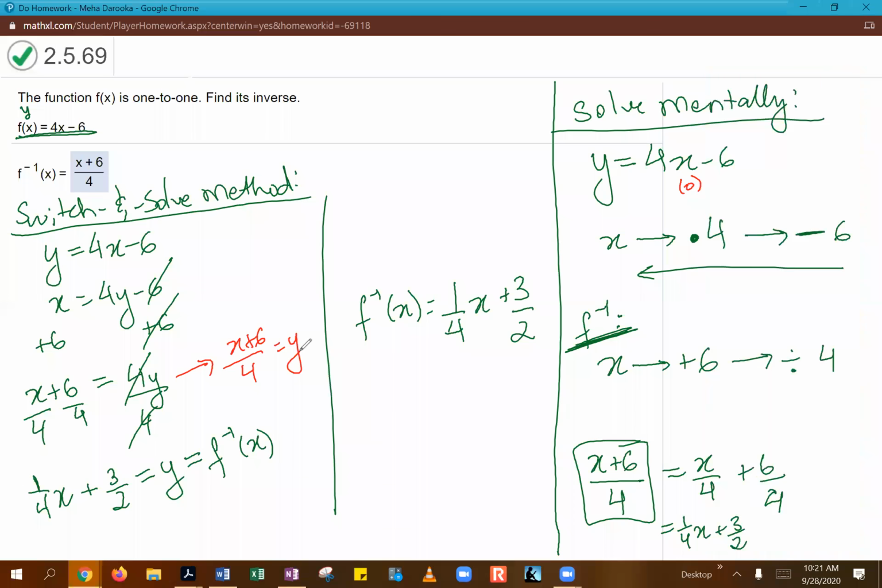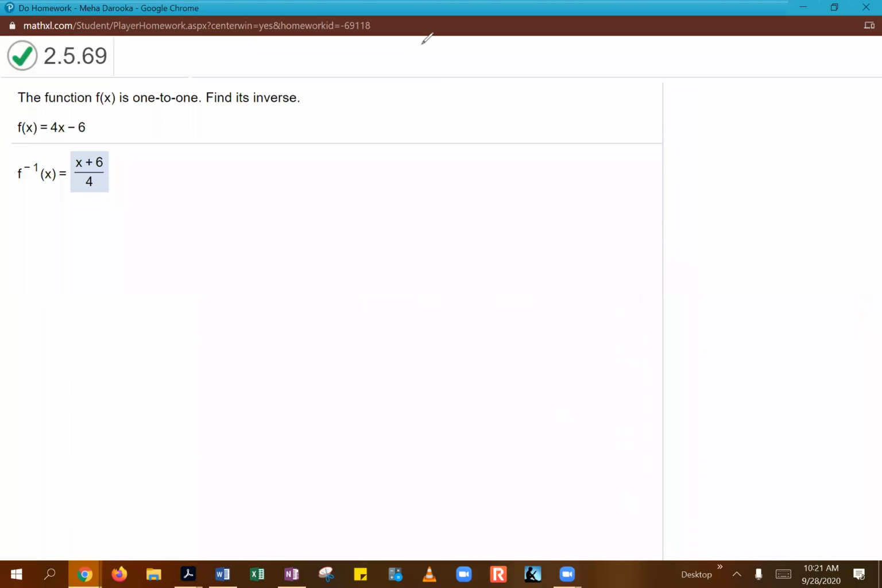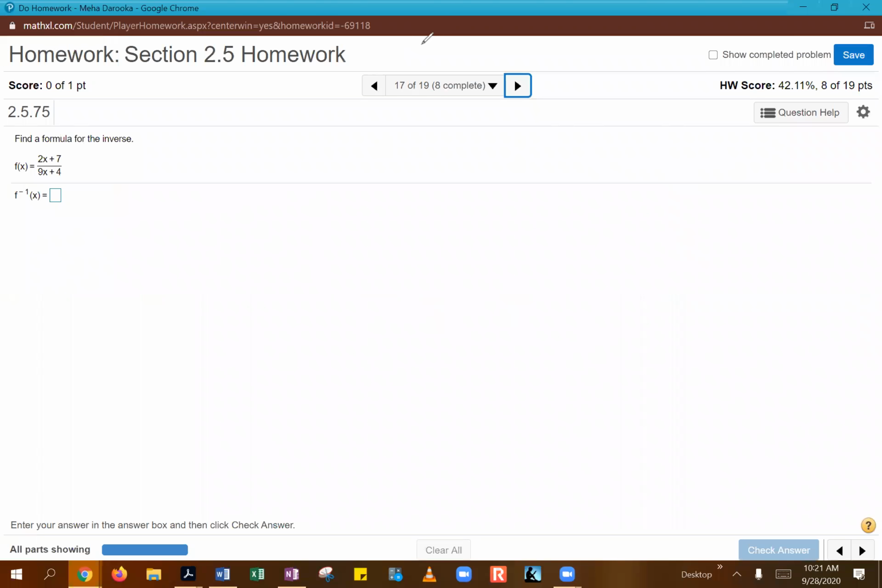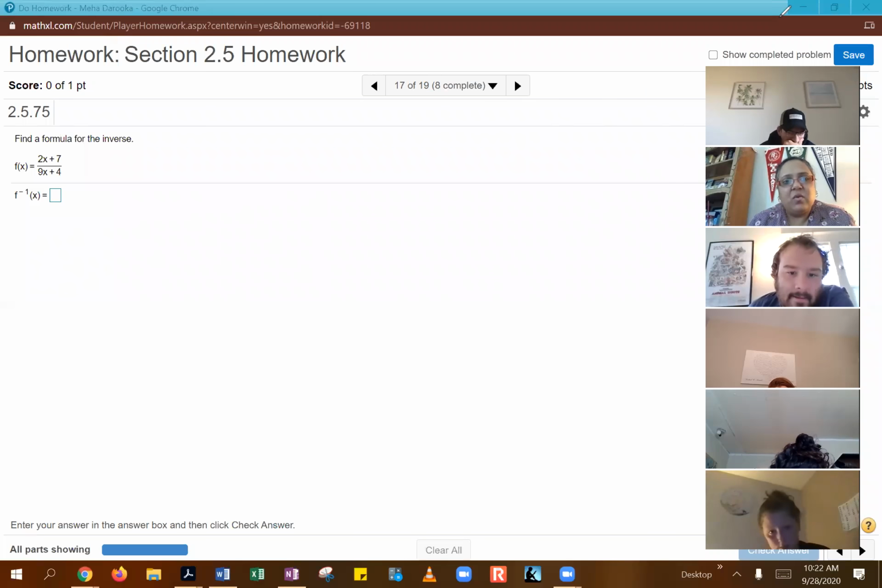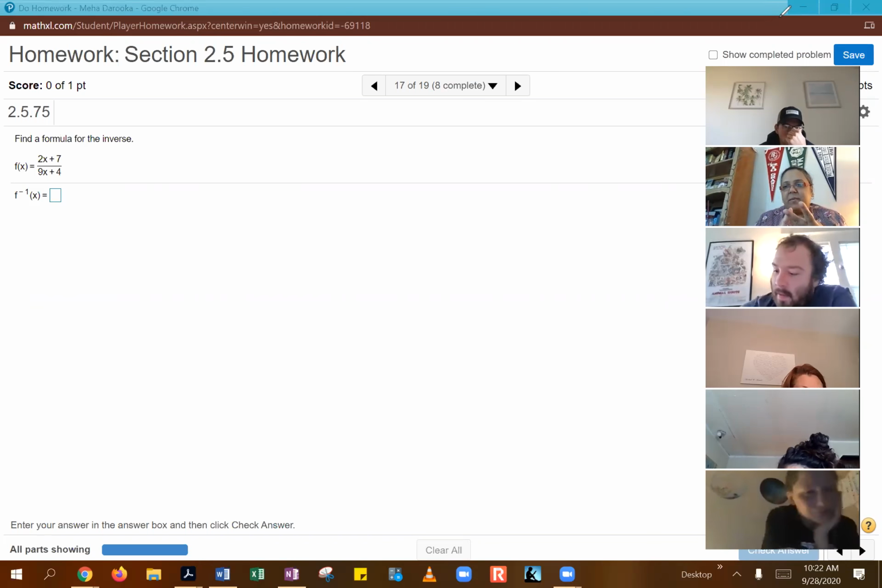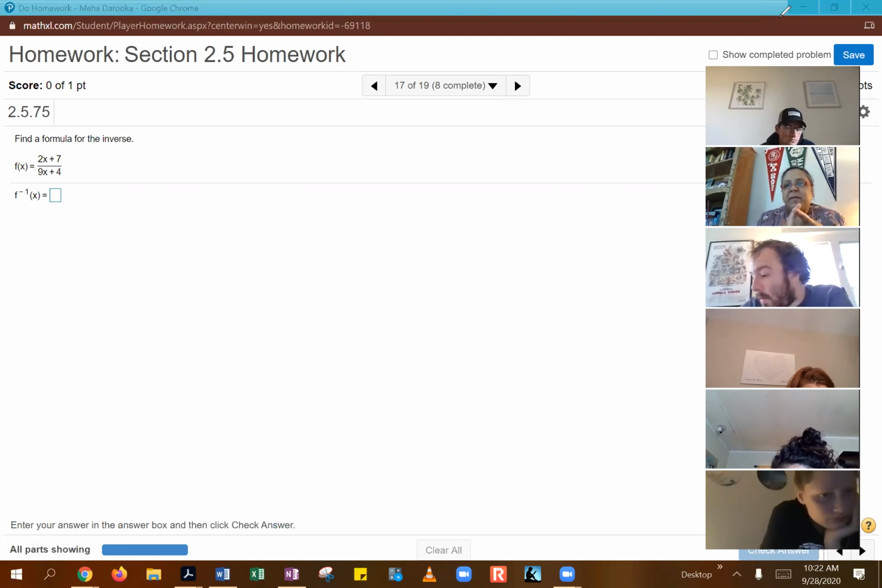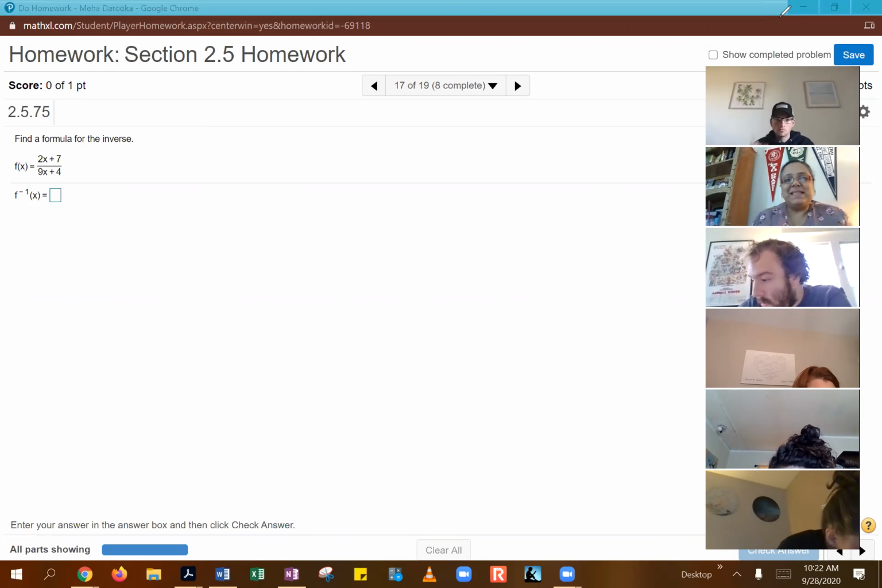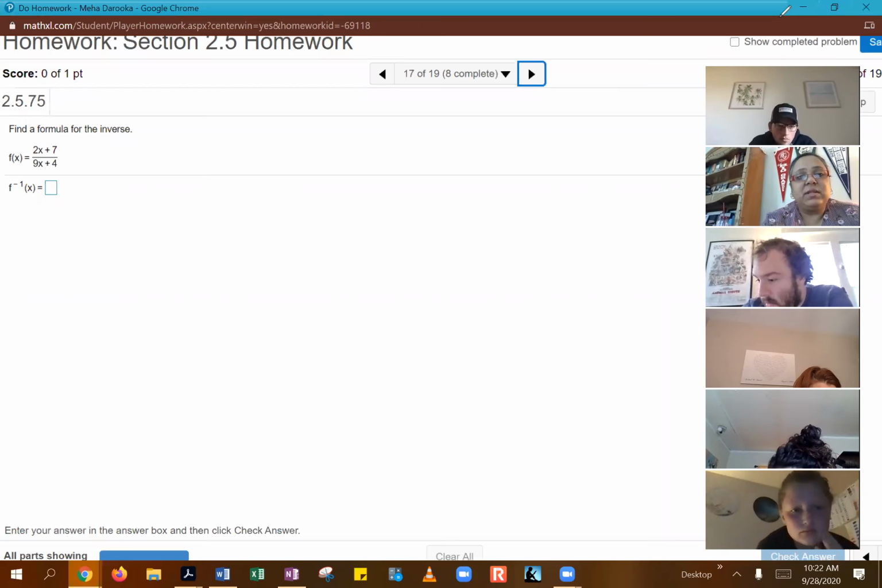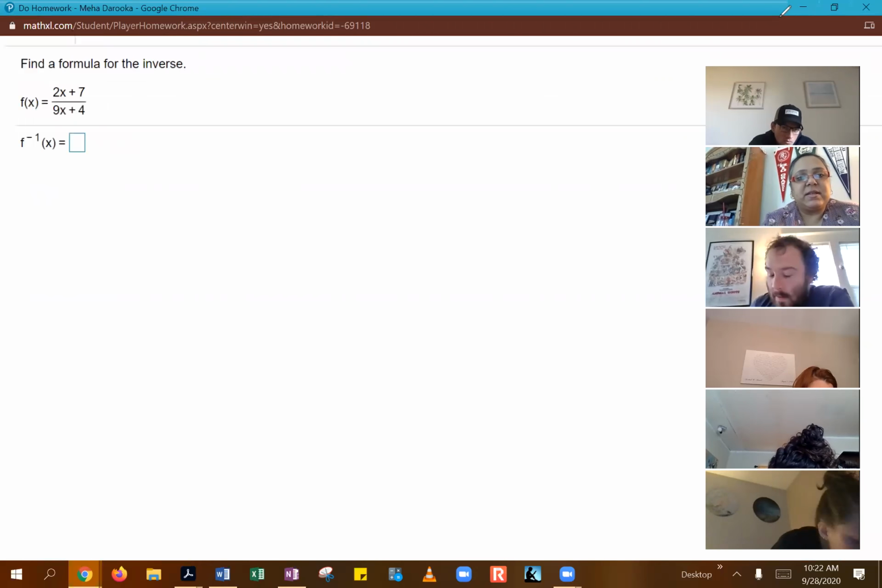And you can see in this particular example, both of those methods work. But then you can actually have examples like our next one over here. I think it's the next one. Yeah, this one, the mental process really does not work because you have x on the numerator, you have x in the denominator. On the numerator, you've got multiply by 2, add 7. On the denominator, you've got multiply by 9, add 4, and then of course there's that whole fraction thing happening. So for this example, I recommend only the switch and solve method. So let's take a look at this guy here.